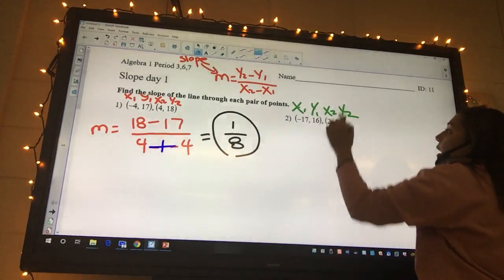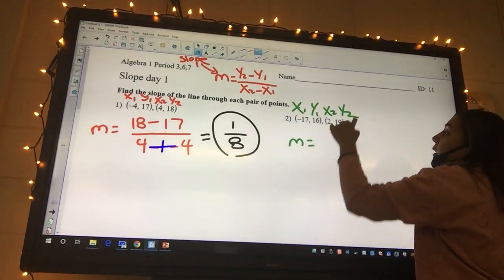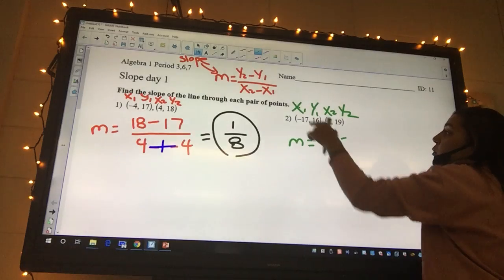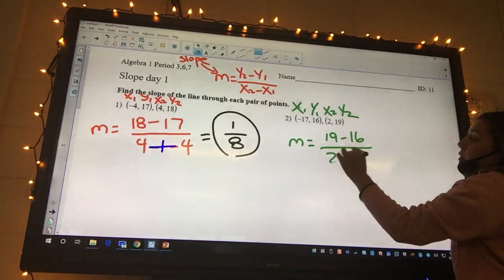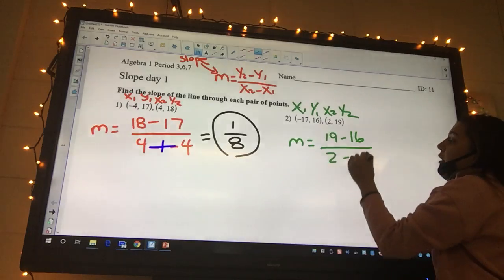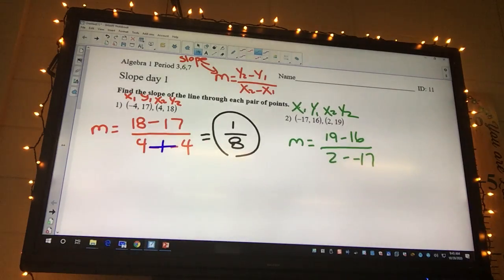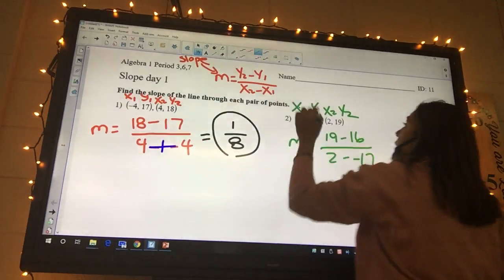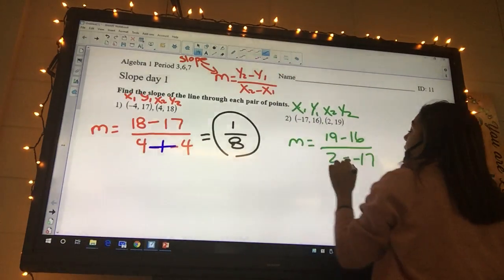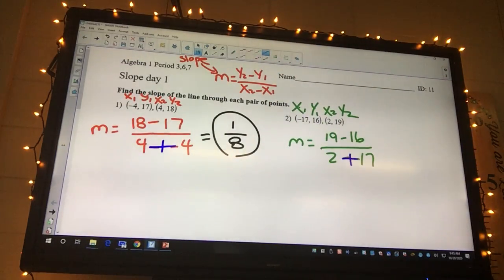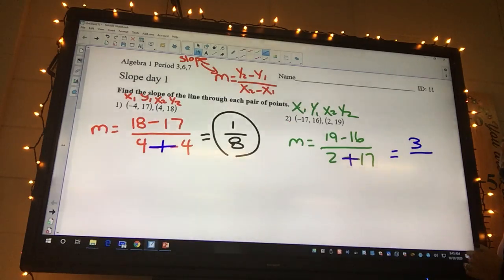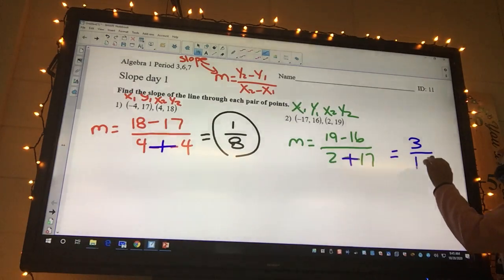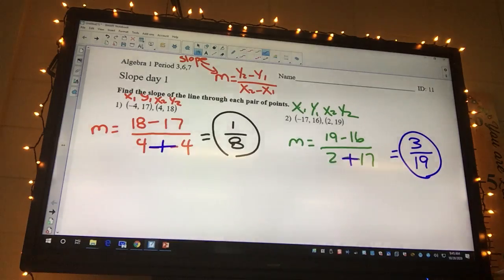Okay, so our y sub 2 we got is 19, minus y sub 1 is 16, over x sub 2 is 2, minus x sub 1 is negative 17. Minus minus is a plus. So I got 19 minus 16 is going to be 3, and then 2 plus 17 is 19. 3 over 19 is going to be our slope.